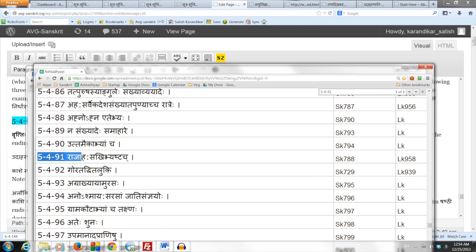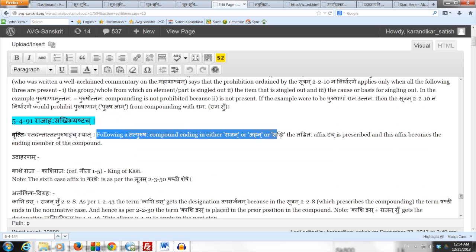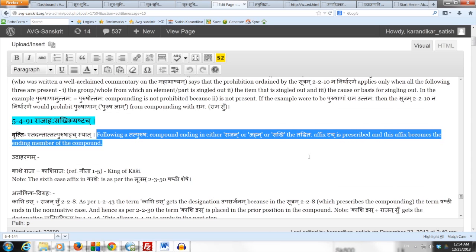Sutram is 5-4-91. Rajahas sakhibhyash tach. Straightforward sutram. Vritti says Etadantat tatpurushat tach syat, meaning that following a tatpurusha compound ending in either rajan or ahan or sakhi, the taddhita affix tach is prescribed, and this affix becomes the ending member of the tatpurusha compound.